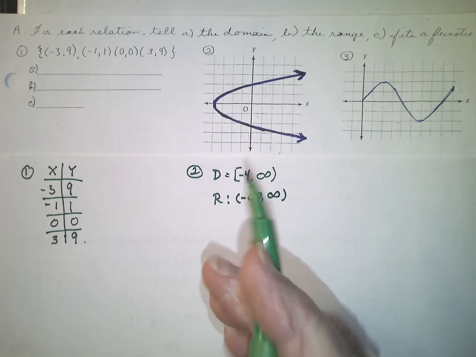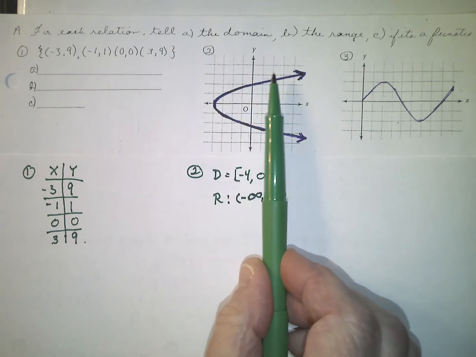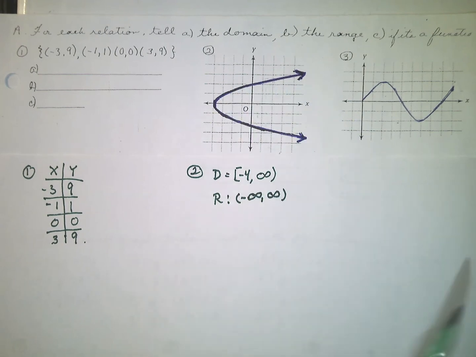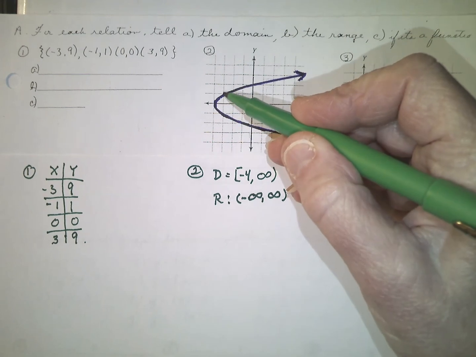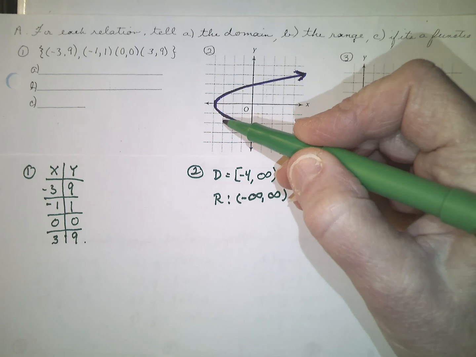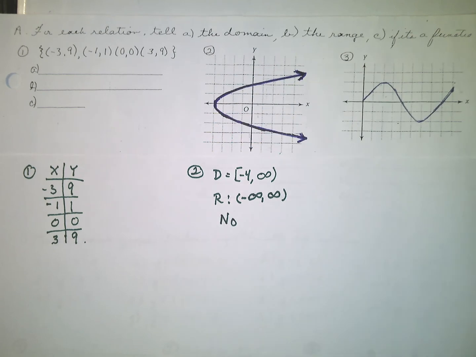Is it a function? Well, you can use the good old vertical line test. It doesn't pass the vertical line test. For instance, when x is -3, we get an answer of +1. We also get an answer of -1. So this was not a function.